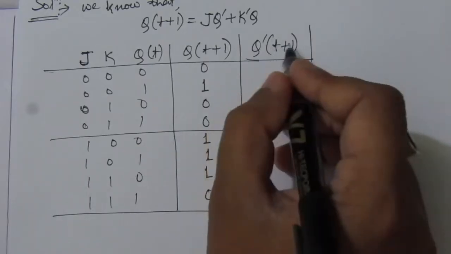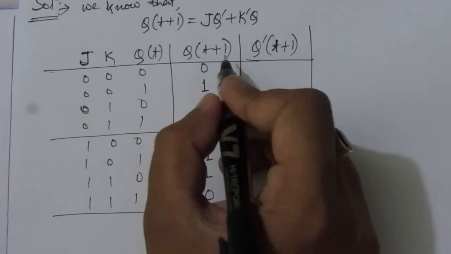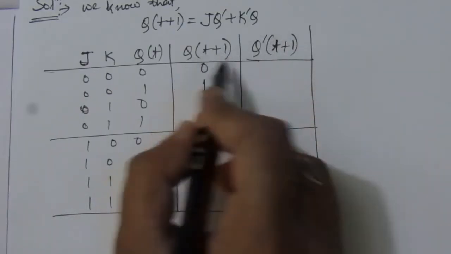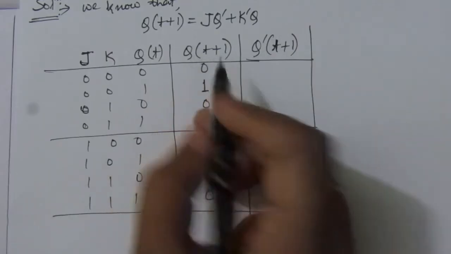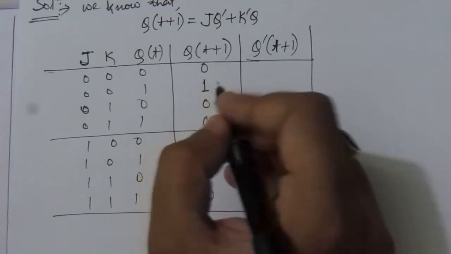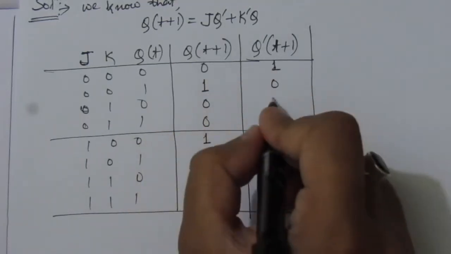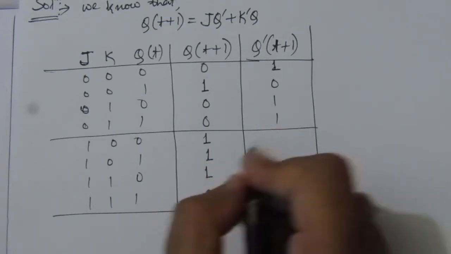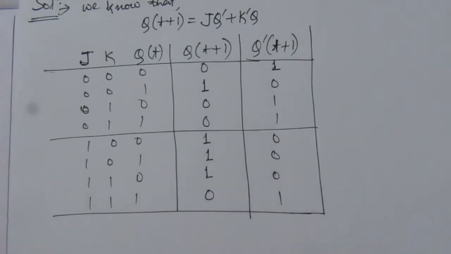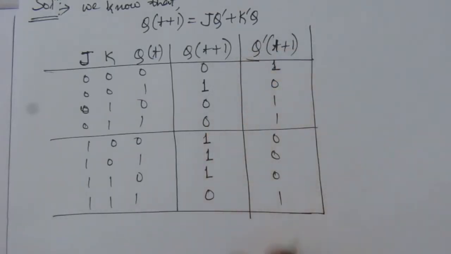Now this Q of t+1 complement is the complement of this Q of t+1. So this function is the complement of this next state output. We can directly write the opposite of 0 and 1. If we have 0, we'll write 1, and if we have 1, we'll write 0. So 1 1 0 1 0 0 0 1. Now we will make the K-map for Q complement of t+1.